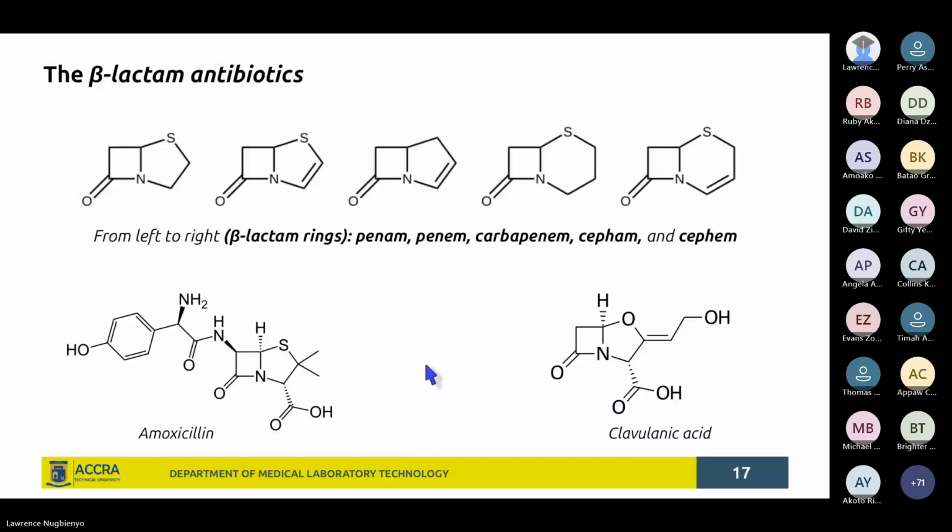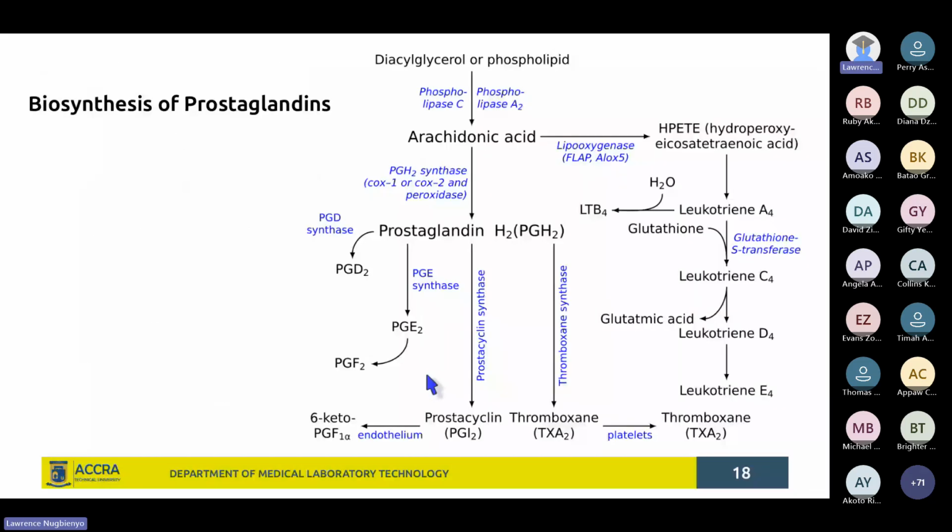All right. Now, to take a look at some mechanisms of painkillers, pain relievers. Let's take a look at the process of the biosynthesis of prostaglandins. Prostaglandins are, let's say, natural pain relievers in the body.